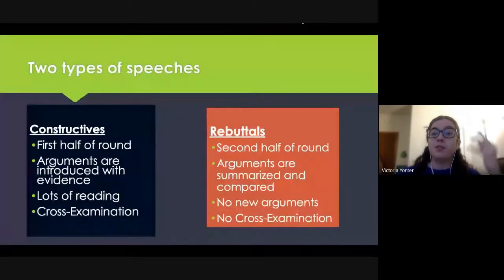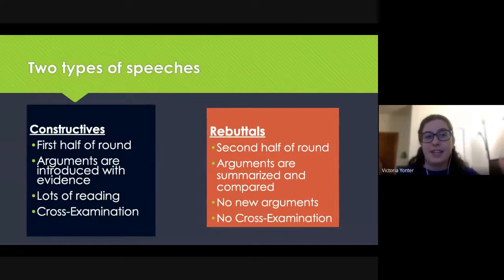And so for both the affirmative and the negative, to present the plan and to break down the plan, there are two types of speeches in policy debate. The first is the constructive, which is the first half of the round. Each debater gives a constructive, and each debater gives a rebuttal. Total of 8 speeches. There's also cross-examinations, which we'll get to in a second. But the constructives are the first half, first 4 speeches.